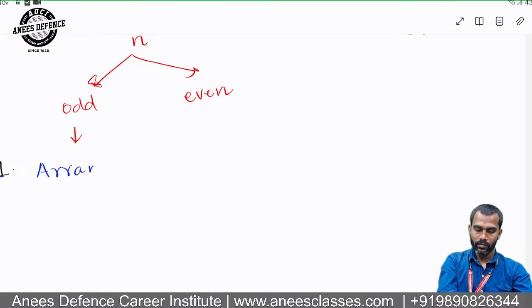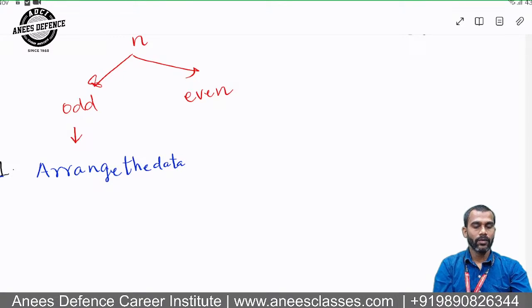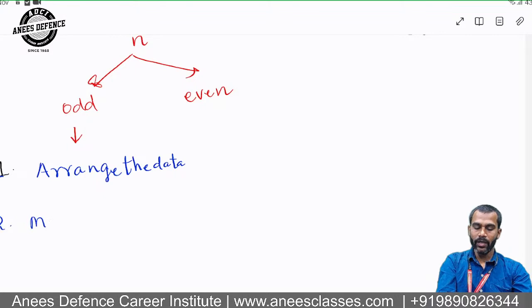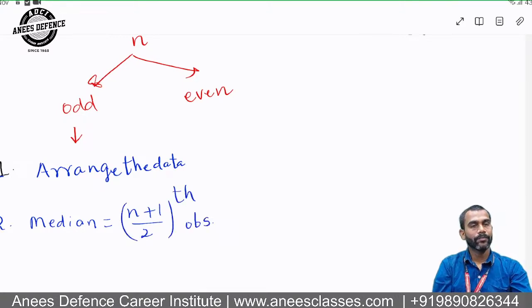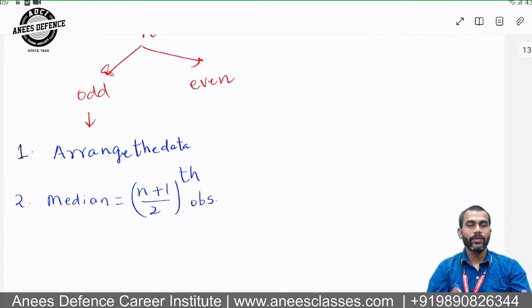Arrange the data first, either in ascending order or descending order. The second step, tell me, median is equal to the (n plus 1) upon 2th observation. I hope it is clear. Yes or no? First step is arrange all the data, and then you can find the (n plus 1) upon 2th observation.